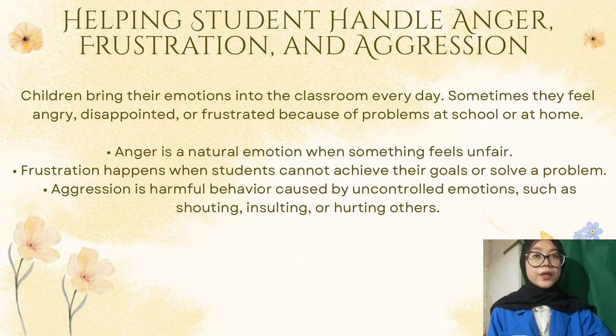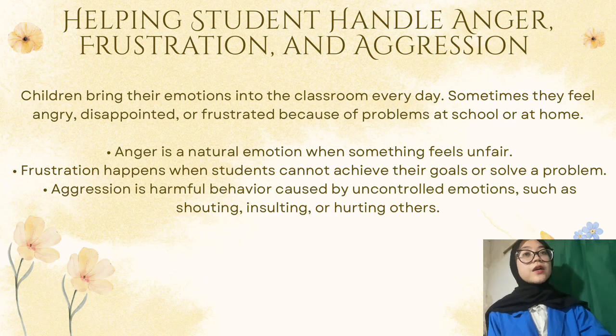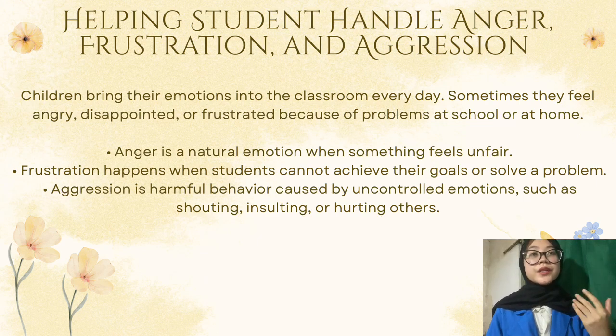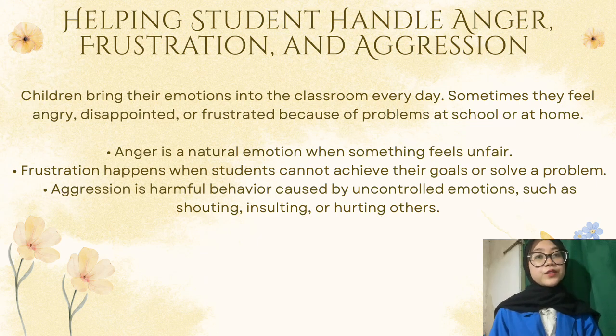Next, topic number 2, helping students handle anger, frustration, and aggression. Children bring their emotions into the classroom every day. Sometimes they feel angry, disappointed, or frustrated because of problems at school or at home. Anger is a natural emotion when something feels unfair. Frustration happens when students cannot achieve their goals or solve a problem. Aggression is harmful behavior caused by uncontrolled emotion such as shouting, insulting, or hurting others. Anger and frustration are normal emotions, but aggression is not an appropriate way to express them.